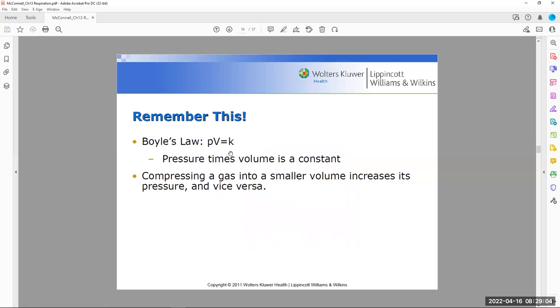All right, now we come to something that is central to breathing, and it involves Boyle's law, this pressure law. So what is Boyle's law? Boyle's law states that pressure times volume is equal to some constant value, K. They've always found that pressure multiplied by a specific volume gives you this constant. Pressure times volume is this constant value.